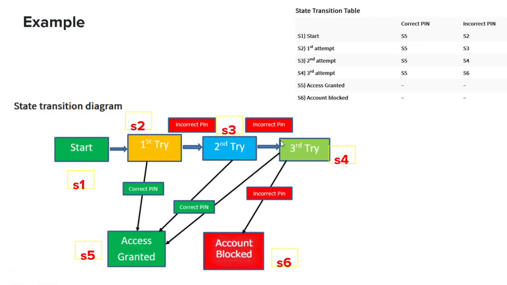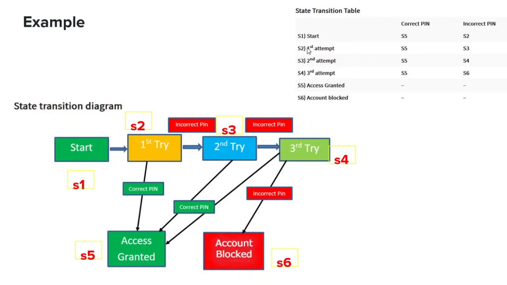So each box is basically one state. If you name this start as S1, first try as S2, second try as S3, third attempt as S4, access granted state as S5, and account blocked as S6. So to create the state transition table, we first have to note down all the states in one column.